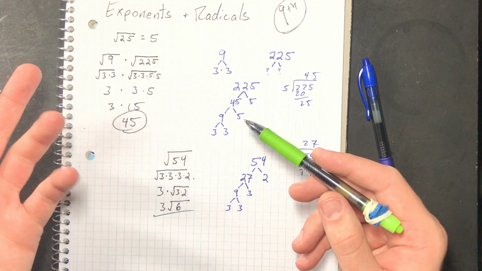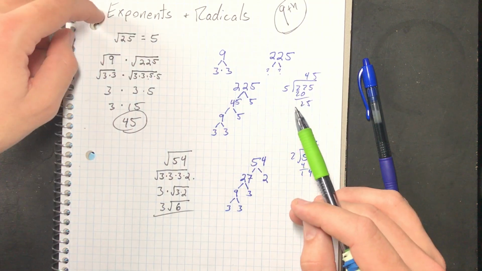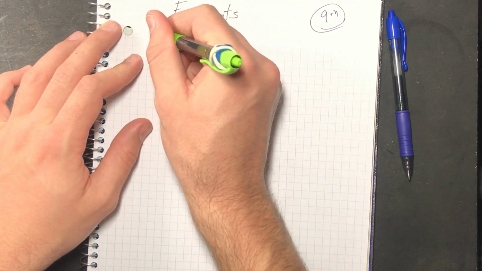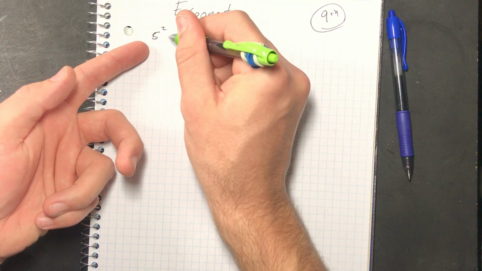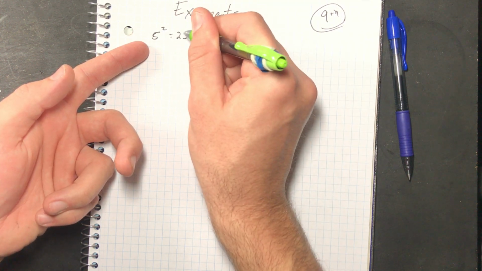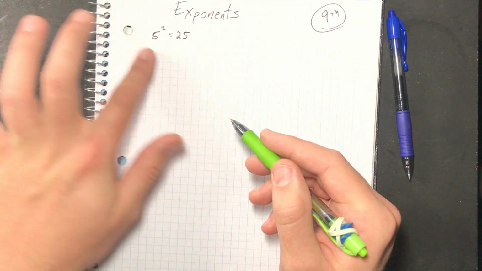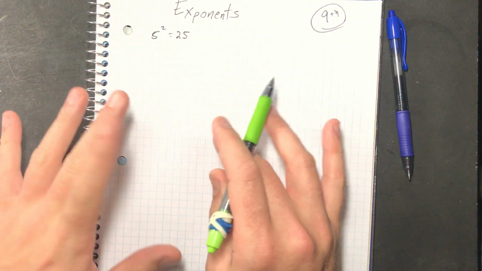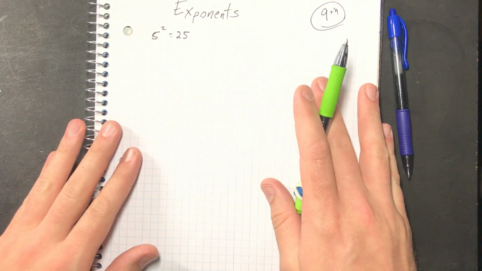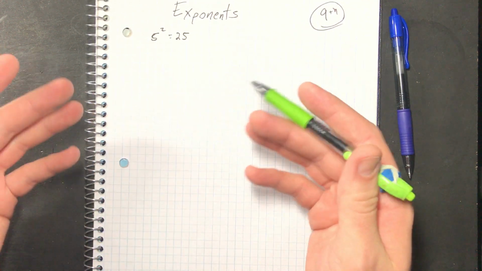Let's go to the next kind of similar concept and talk about exponents. And exponents, by the way, you would refer to this and say 5 squared. That means 5 times itself, and that equals 25. Again, if you're seeing this for the first time, that's fine. Just go check out my earlier exponent videos where I go a little bit slower into the introductory type exponent stuff.